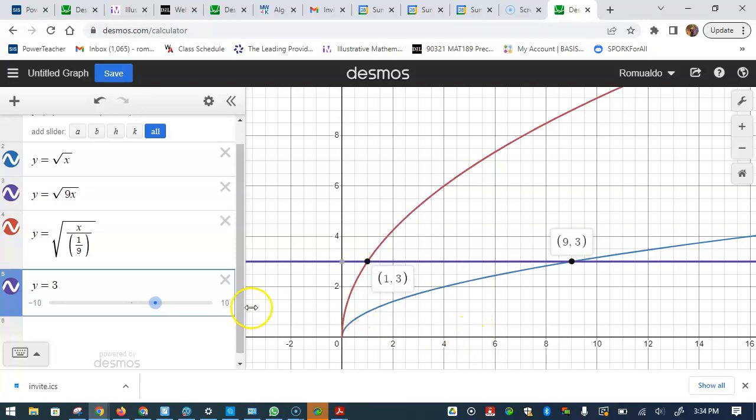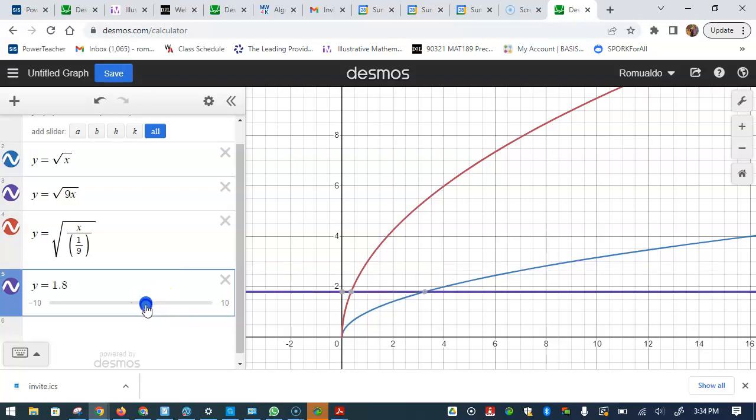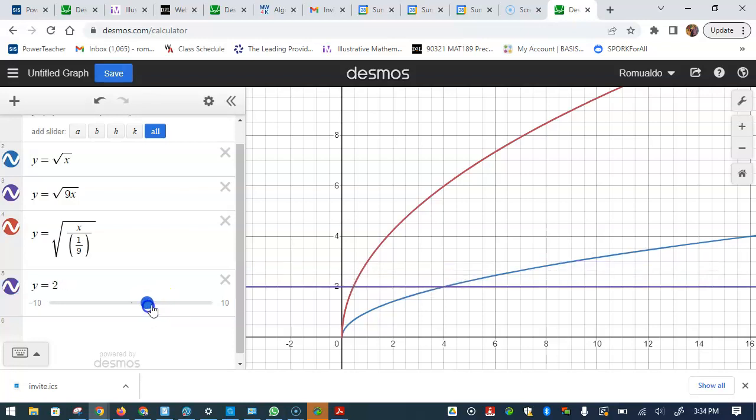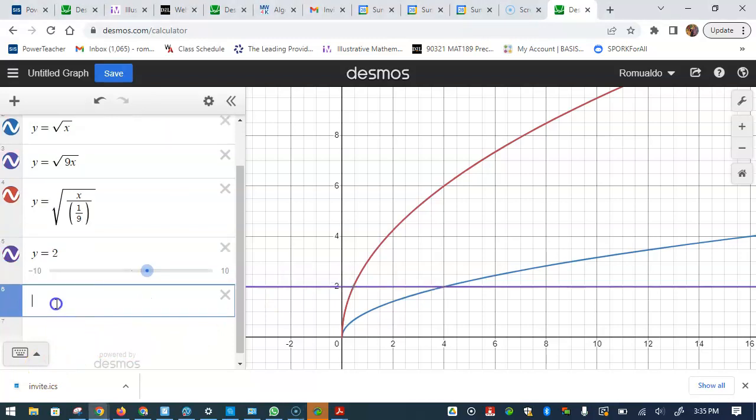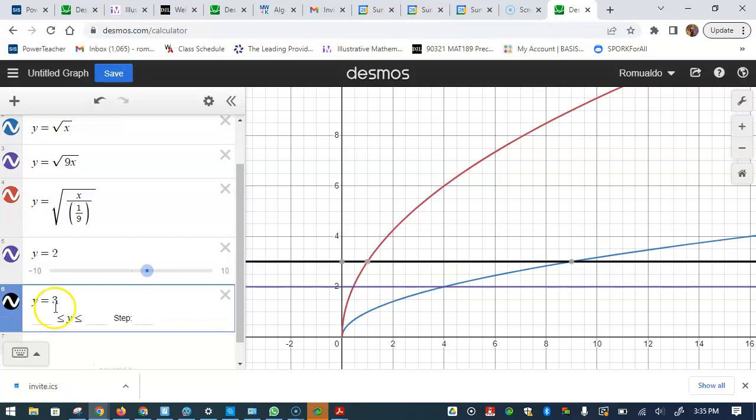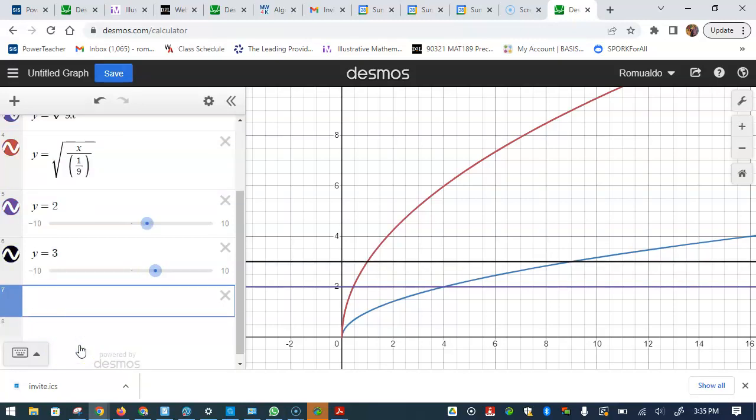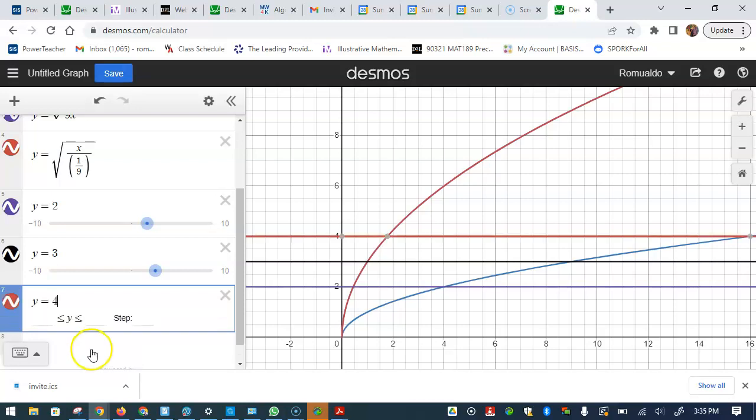Then also if you want to say y equals 2, let's see if I put y equals 2 here. This point was 4, 2, and now it is 1/9 of 4, which is 0.444. So let me put more points. If I write y equals 3, or I can write y equals 4.